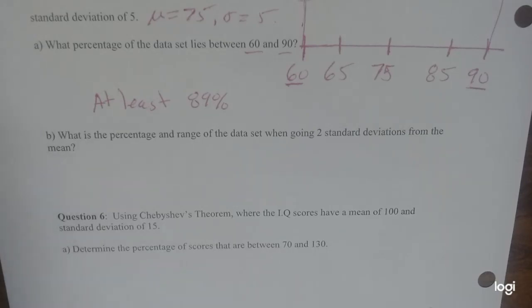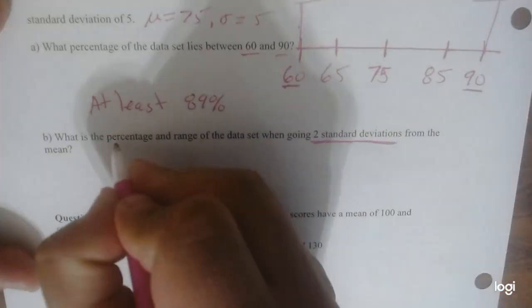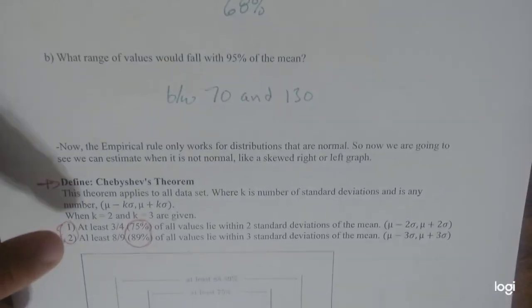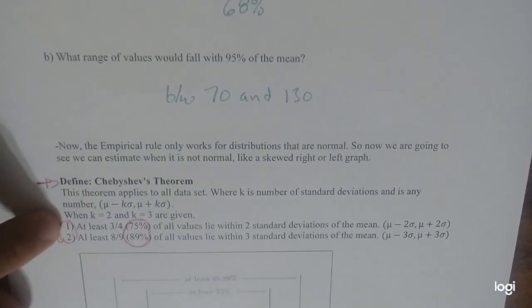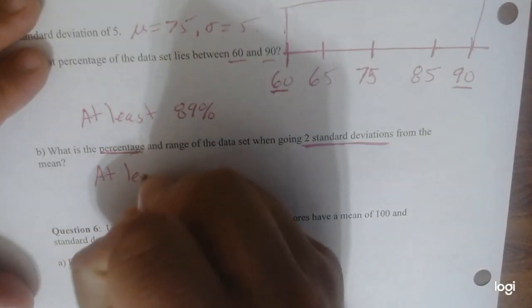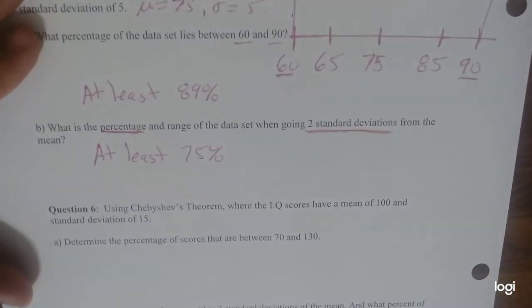All right, part B, what is the percentage and range? So 2 different questions of the data set that is going 2 standard deviations from the mean. This is the easy one. If I'm 2 standard deviations away from the mean, what's that percentage according to Chebyshev? You're at least 75%. So we got half the problem, at least 75%, because they told us it is 2 standard deviations away.